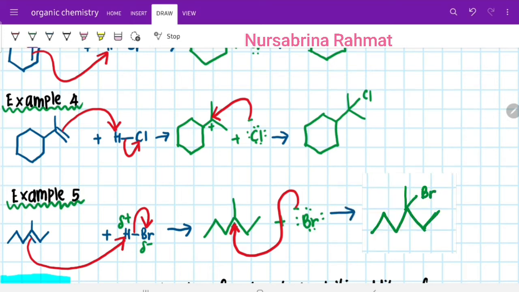So this is your alkyl halide, which in this hydrohalogenation follows and obeys the Markovnikov rule, where the halogen should be added to the carbon in your carbon-carbon double bond which has less hydrogen, or the carbon in the carbon-carbon double bond which is highly substituted with alkyl groups.